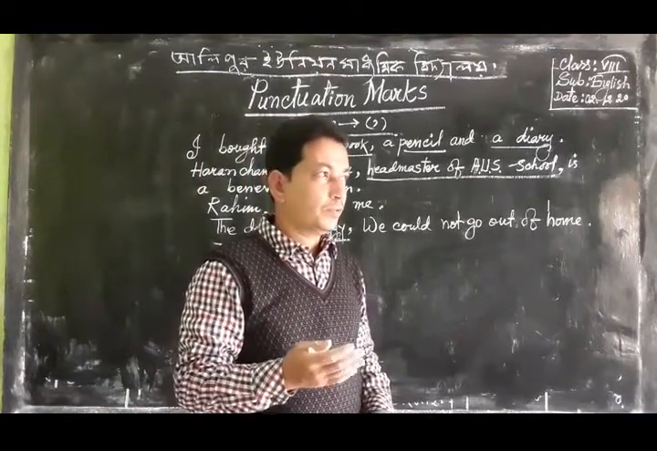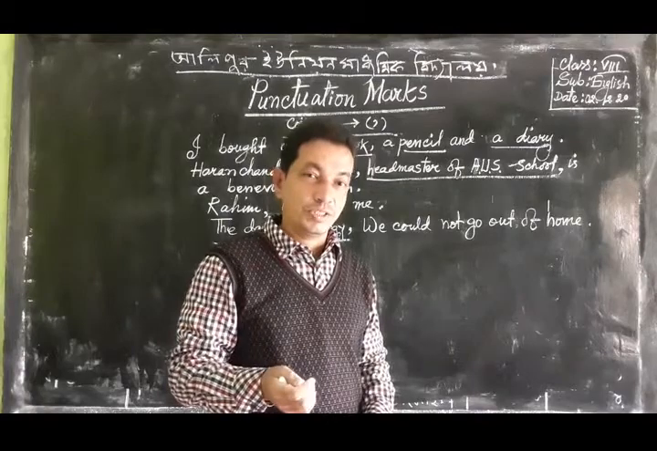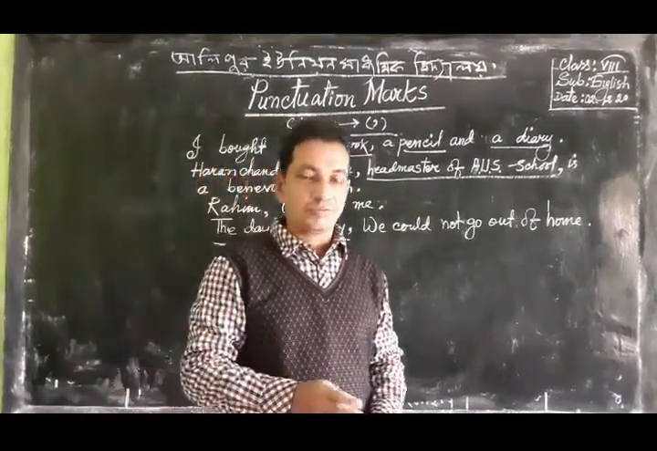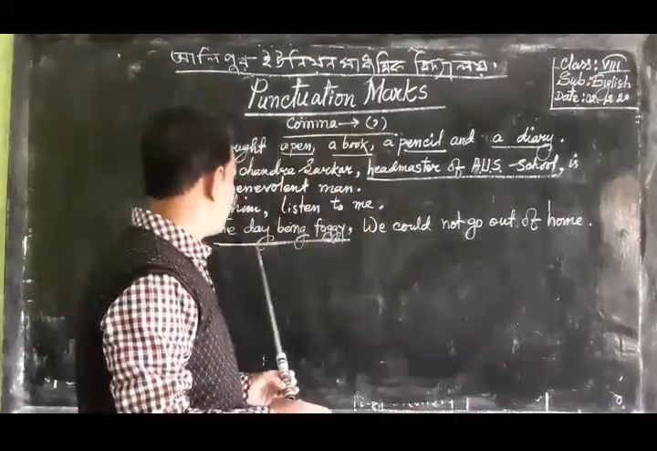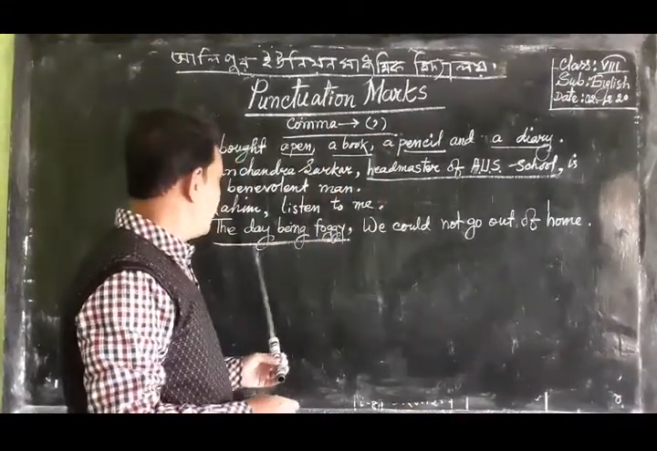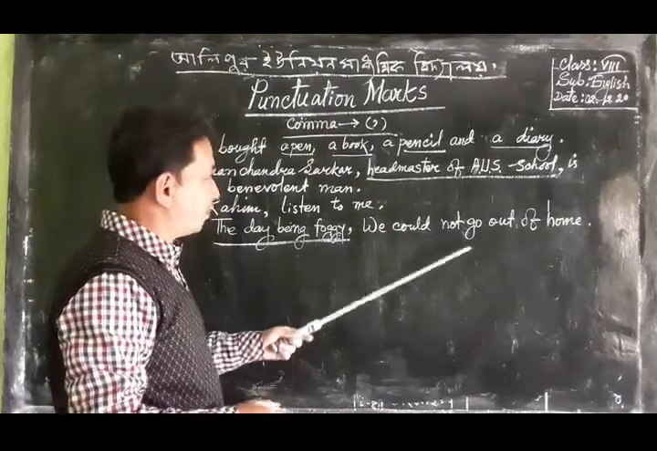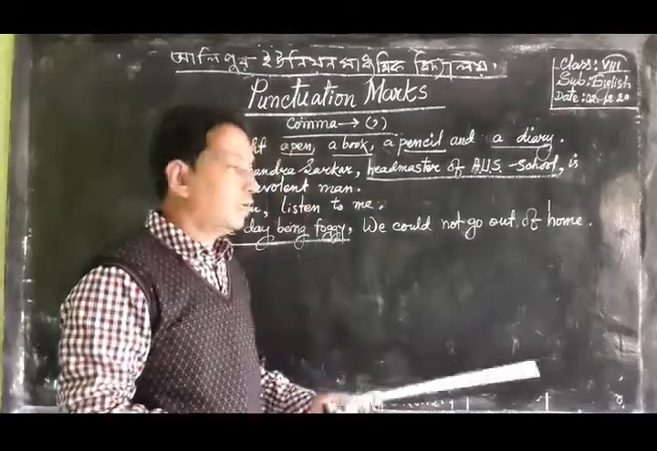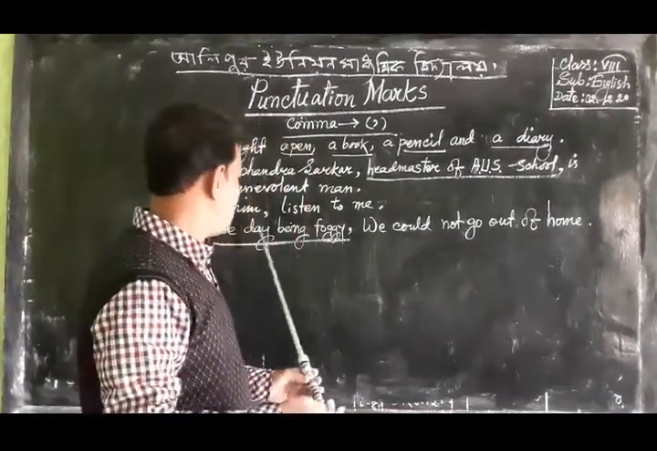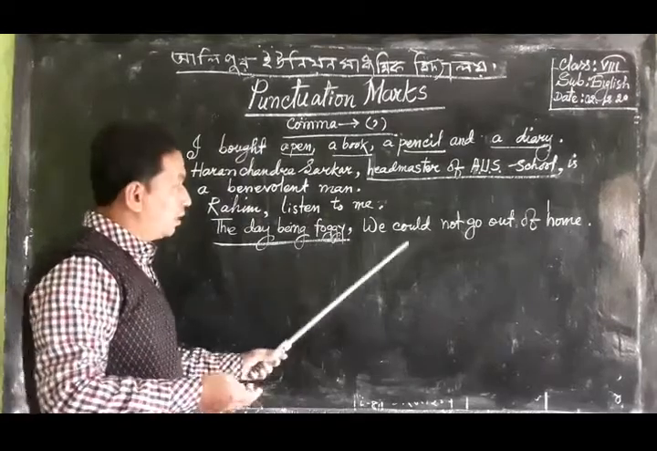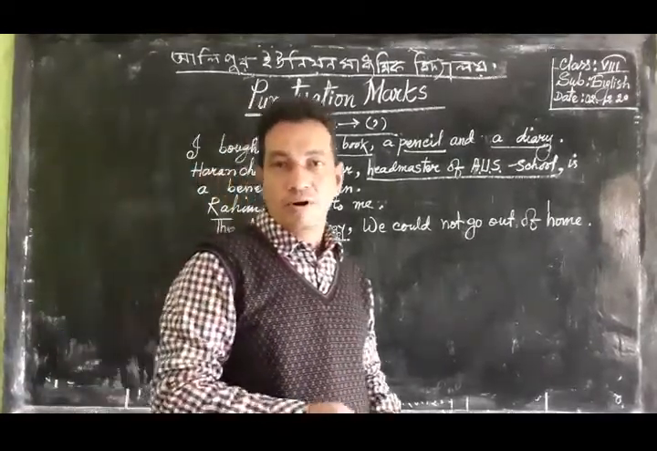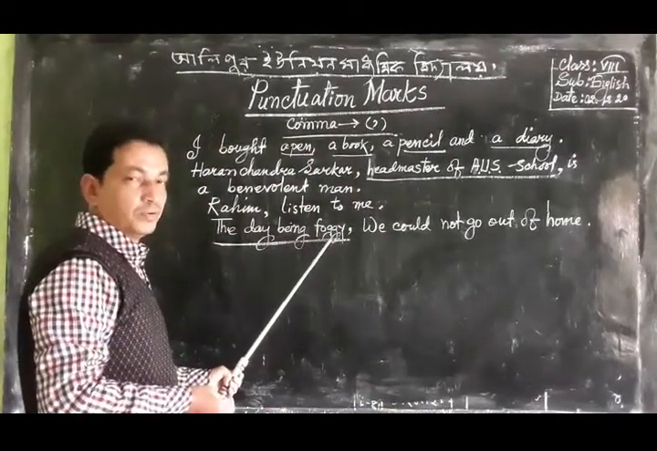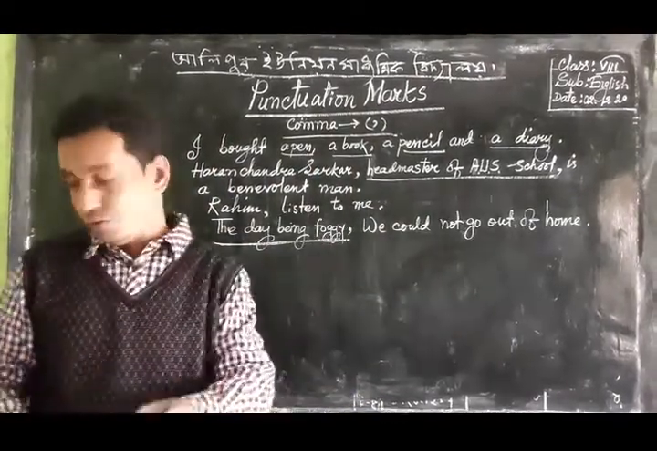Because if we want to write any clause, we must use finite verb or subject in every clause. So this is not a clause. This is an absolute, and our main sentence is, we could not go out of home. This is the main sentence. And if we discard the day being foggy, the main sentence will not be hampered. So the day being foggy, this is absolute. Okay, dear students, and our another one.